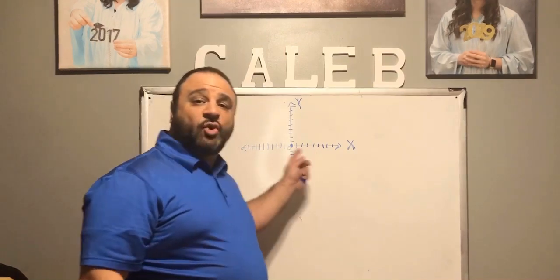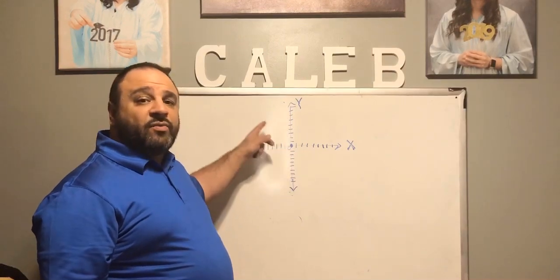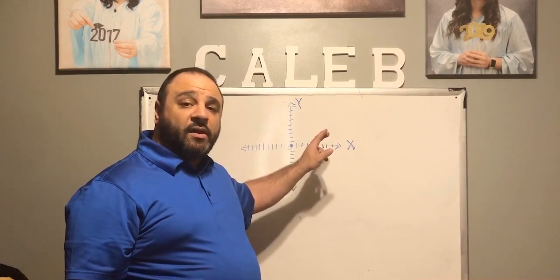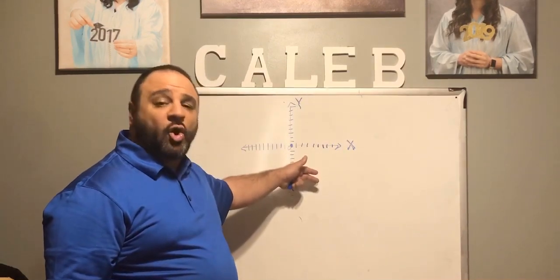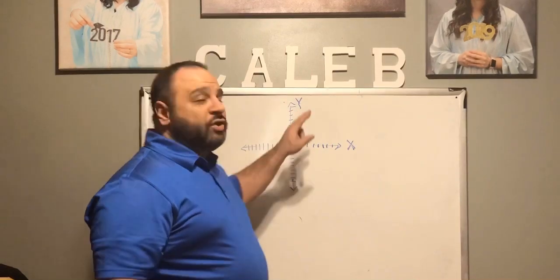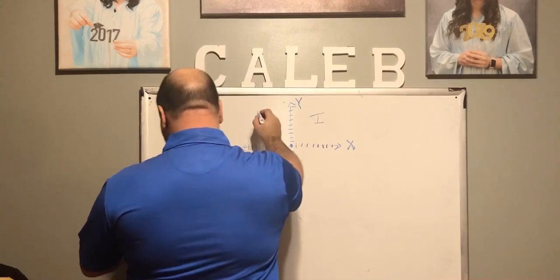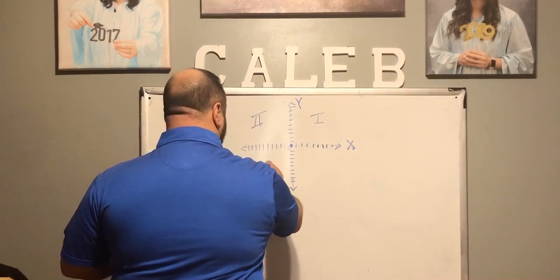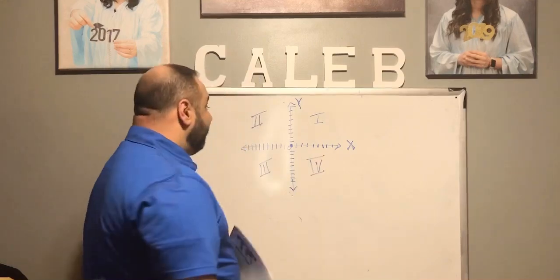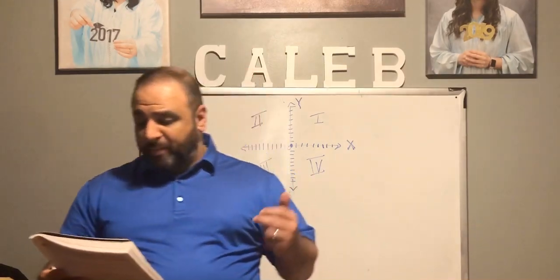So again, class, this is a coordinate plane. We have two lines that intersect. The horizontal axis is called the x-axis, and the vertical axis is called the y-axis. Very good. Make sure that you highlight them. These two intersecting lines form 4 quadrants. So we have quadrant 1, quadrant 2, quadrant 3, and quadrant 4.